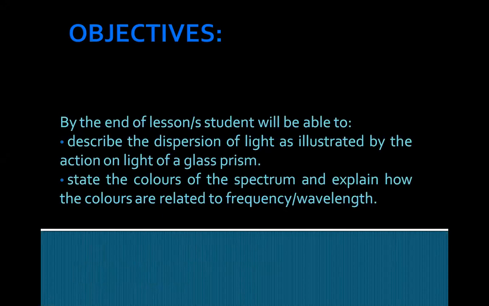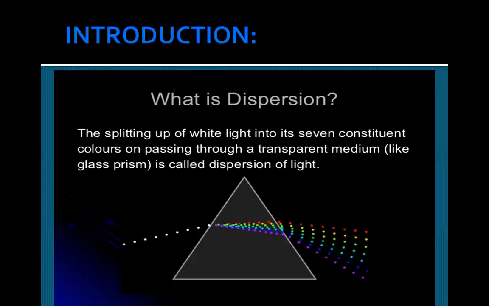The second objective is to state the colors of the spectrum and explain how the colors are related to frequency and wavelength. Now the question is, what is dispersion?